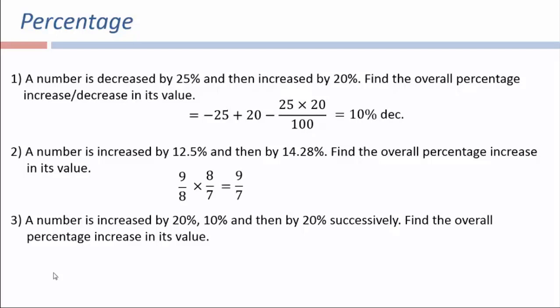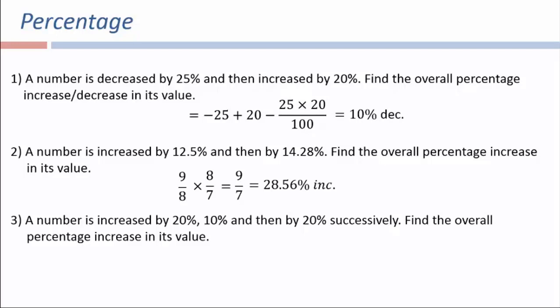And converting 9 by 7 back to percentage, what does 9 by 7 mean? 9 by 7 simply means an increase of 2 by 7. 9 by 7 minus 1, that is 2 by 7. And 2 by 7 simply means an increase of 28.56%. So there is a limitation to the formula, whereas fractions could be used in all sorts of problems.